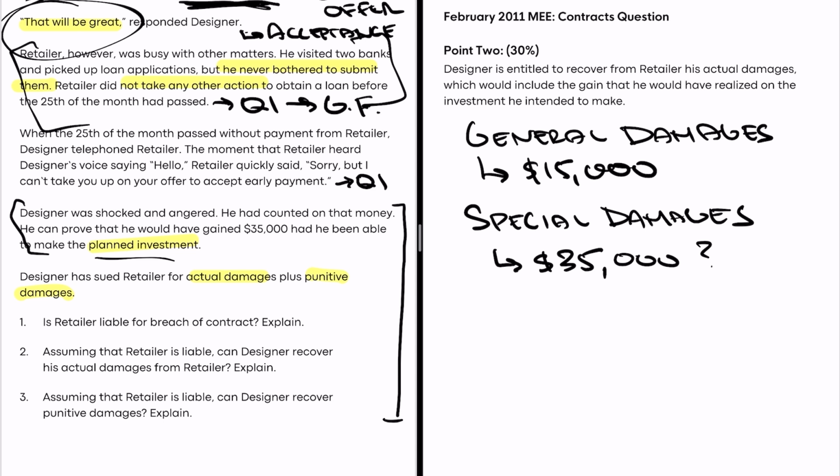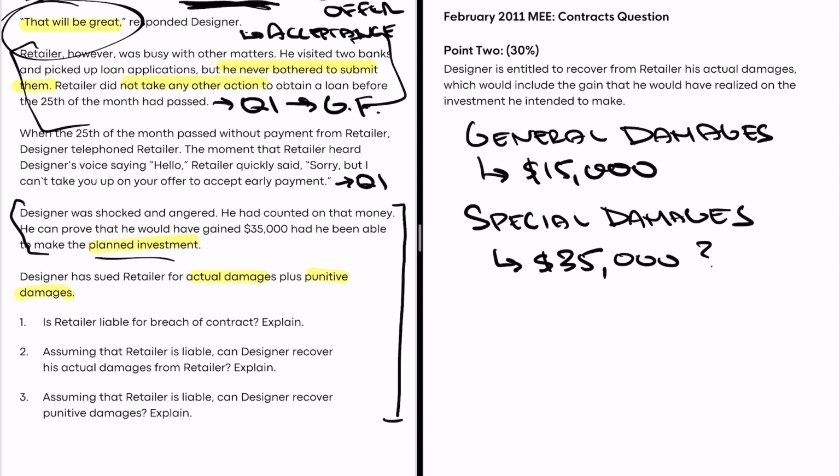He wants to get what he expected had this contract been performed as promised. He's saying, hey, look, if you'd paid me the $15,000, I was going to invest that and I was going to get this $35,000 gain. Because you didn't pay me the $15,000, I missed this investment. Now I lost my $35,000 gain I expected to get had you performed this contract as promised. So this is under the umbrella of expectation damages.